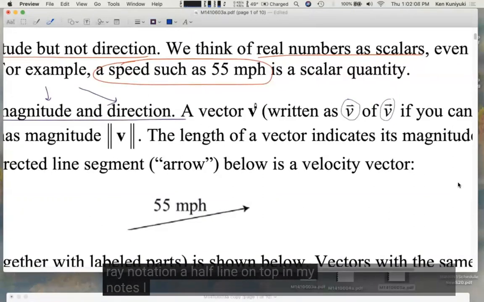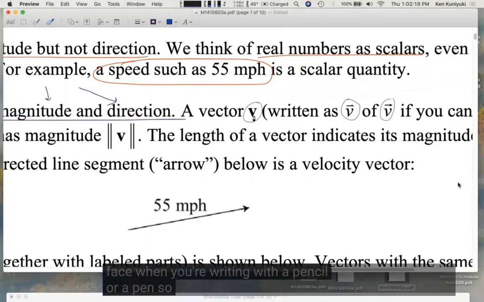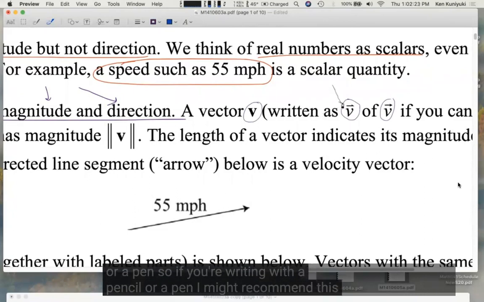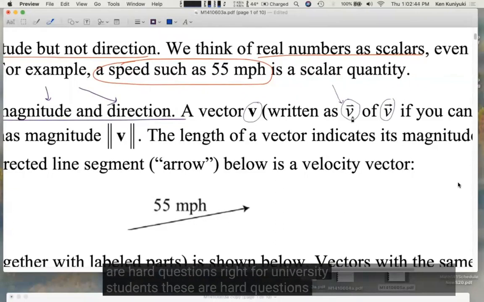In my notes, I denote vectors using boldface. That's fine for typed print, but of course it's hard to write boldface when you're writing with a pencil or a pen. So if you're writing with a pencil or a pen, I might recommend this half arrowhead version. That's what I would tend to write on a whiteboard. But you need to indicate the distinction between a vector and a scalar. You absolutely have to know the difference because on homework and on exams, I often have questions, and these are hard questions for university students.